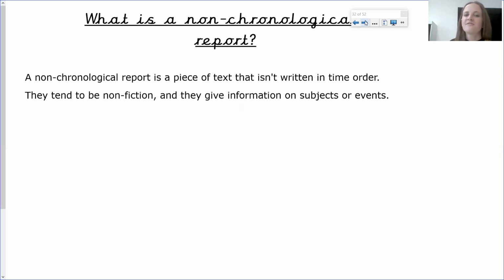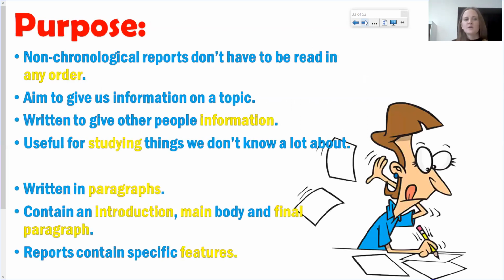These are often non-fiction, and they often give information on people or events or things. As mentioned, non-chronological reports don't have to be read in any order. When you read it, you can read the separate pieces of information in any order that you would like. They aim to give us information on a topic. They are written to give other people information about the topic that has been written about. They are useful for studying things we don't know a lot about because they give us information about these things.